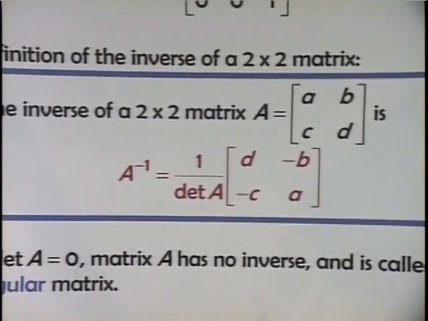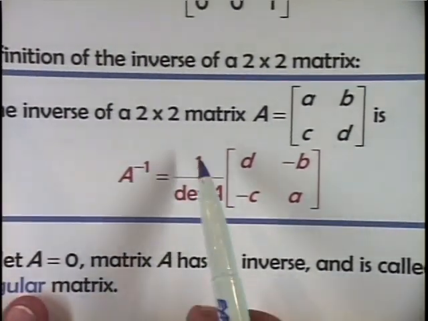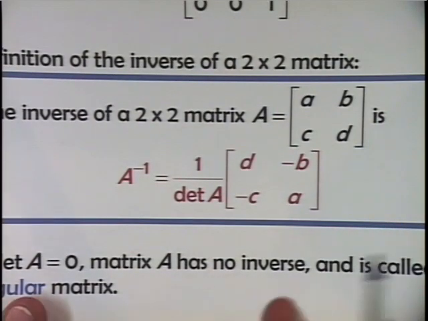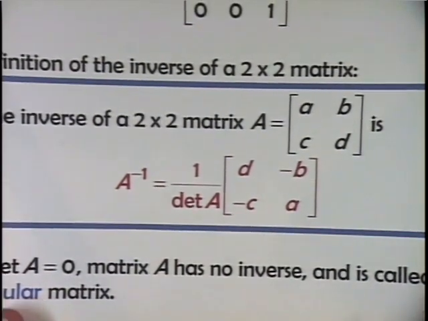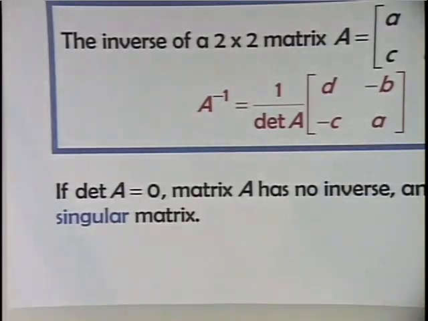Now what if the determinant is 0? If the determinant is 0, 1 divided by 0 is undefined. So we would say that the matrix does not have an inverse, or we call it a singular matrix.